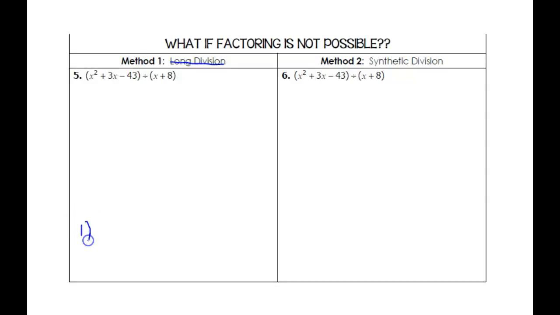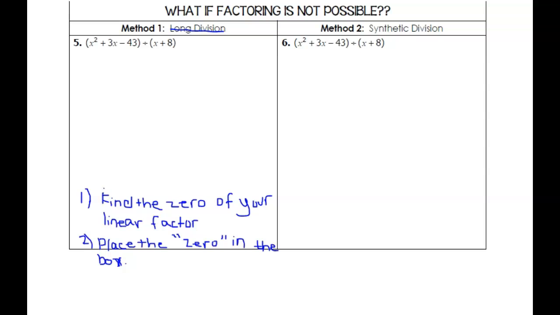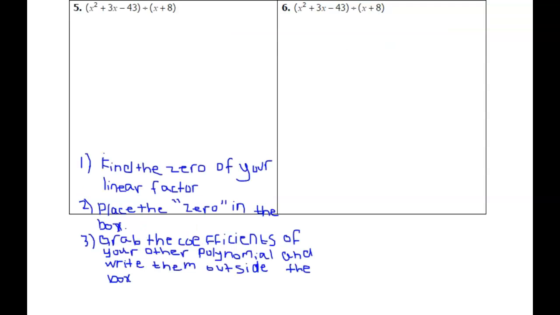Find the zero of your linear factor. The second step is to place the zero in the box, and I'll show you what that means in a little bit. The third step is to grab the coefficients of your other polynomial. Once you grab the coefficients of the other polynomial, you're going to write them outside of the box. Again, I'll show you what that looks like.